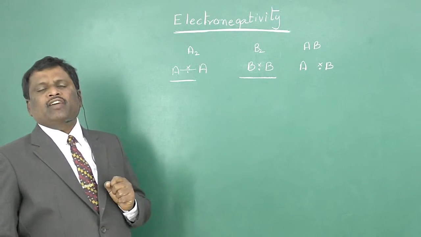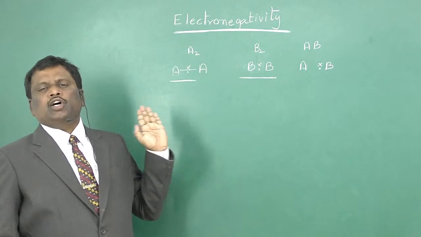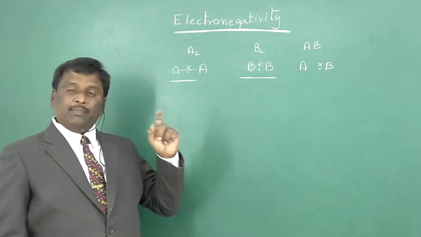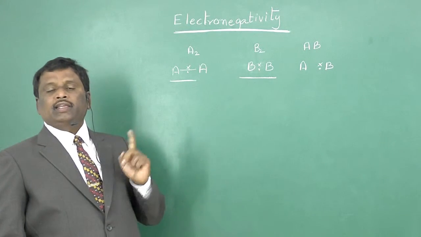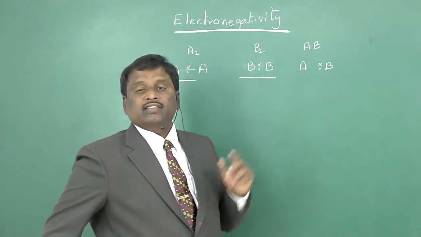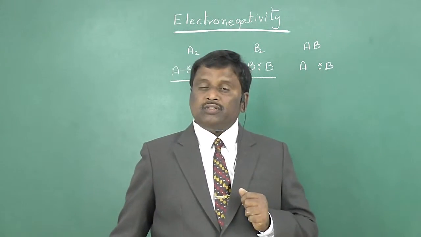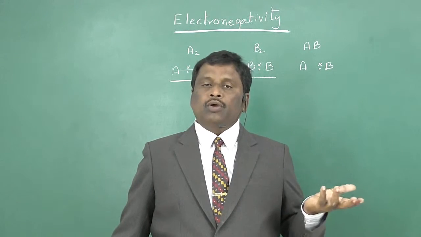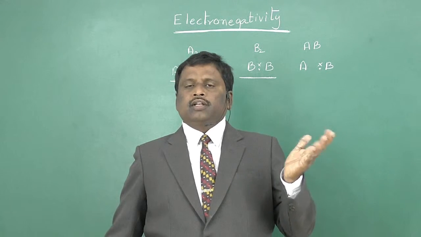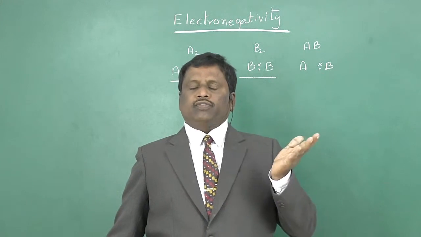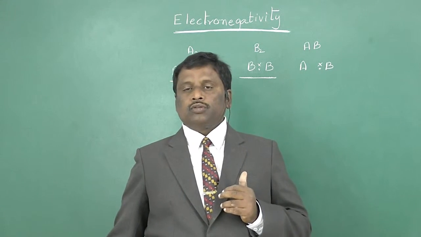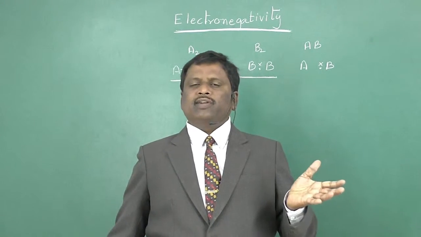That is why the bonding pair of electrons is exactly at the center of the nuclei of two bonded atoms. But in the case of molecule AB, when they belong to two different elements, we cannot expect the same electronegativity for both bonded atoms. So one atom naturally will have more electronegativity than the other, irrespective of the magnitude. We are not bothering about the magnitude.